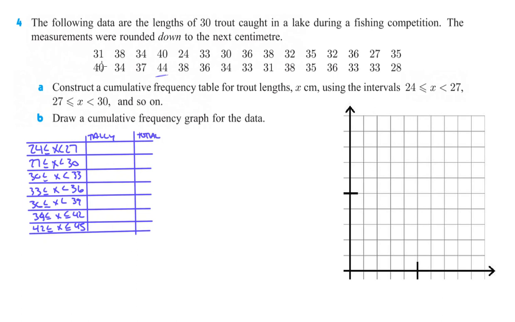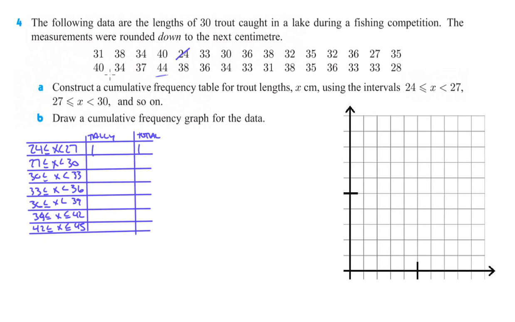All right, so let's do this. Let's find anything less than 27. So 24, 25, and 26. Let's go through. So 24. Is that the only one? That's the only one I see. So we just have one.